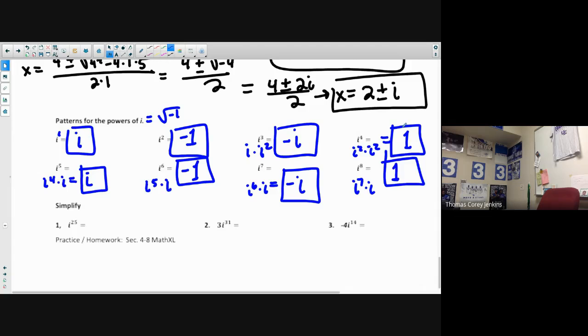So beyond that, though, I think about how this is in terms of 4. I'll try to show you what I mean. All right, so i to the 25. This will be like what you have to do on your homework or your test. Simplify something like this. All right, so i to the 25 is either going to be i or -i. I know that right off the bat, right?